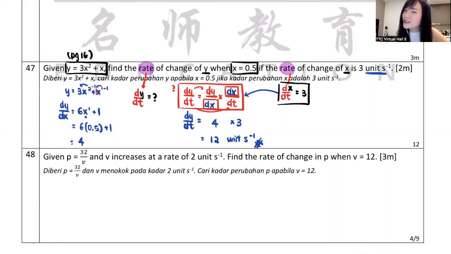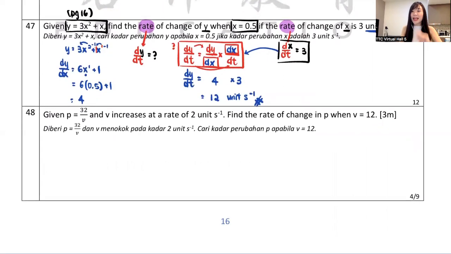It depends on your teacher, but I highly recommend you write the unit, because just in case your teacher is a strict teacher, if you forget to write the unit, they can deduct your marks. Okay, understand? Very good. So guys, I move on.